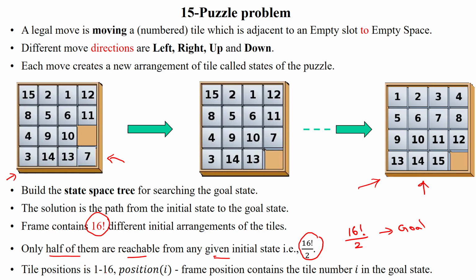So here the tile positions are numbered 1 to 16. For example, here the position of 15 is given here. So the position of 15 is now 1, the position of 2 is now 2, the position of 1 is now 3, the position of 12 is now 4. Like that, each tile has a position. But in the goal state, the position of 1 should be 1, the position of 2 should be 2. Likewise, the position of 15 should be the 15th position. The empty slot should be in the 16th position in the goal state.